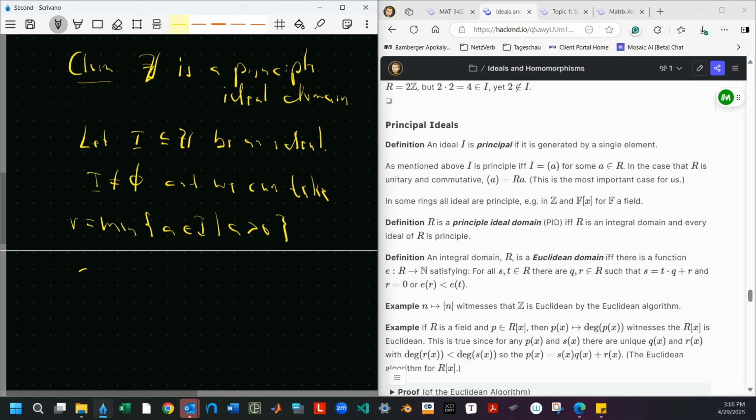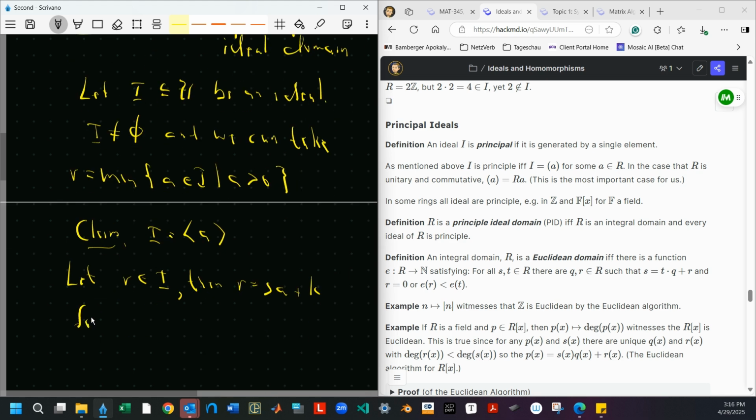So take this thing, right? And then I claim that I, remember it's just the smallest positive thing there, is just the thing generated by A, right? So that's what I want to claim. So let R be something in I, then R equals SA plus K, for some K, the remainder, right? With 0 less than or equal to K, less than A. Remember, A is this minimal thing in the ideal, right?